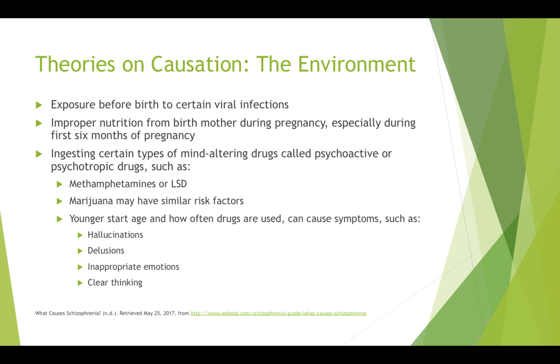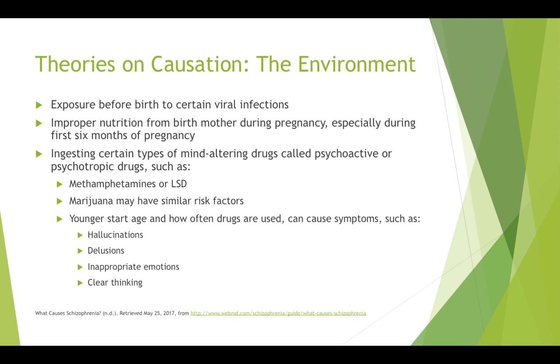The environment has certain viral infections that, if someone is exposed to them before birth, could increase chances of getting schizophrenia. And this can be true if an individual's birth mother didn't provide proper nutrition while she was pregnant also. This is especially chancy if the nutritional value levels were low during the first 2 trimesters of the pregnancy.